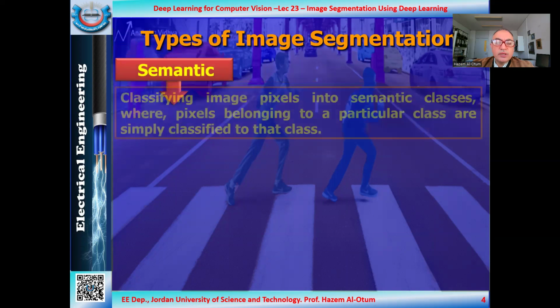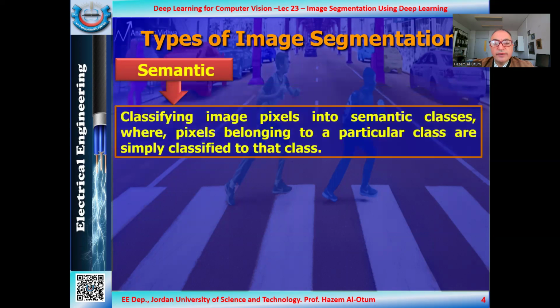What are the types of segmentation? We first start with semantic segmentation. It's an abstractive type of segmentation where we classify the input pixels into some semantic classes, where these pixels belong to a particular class and are simplified as being included in this class.